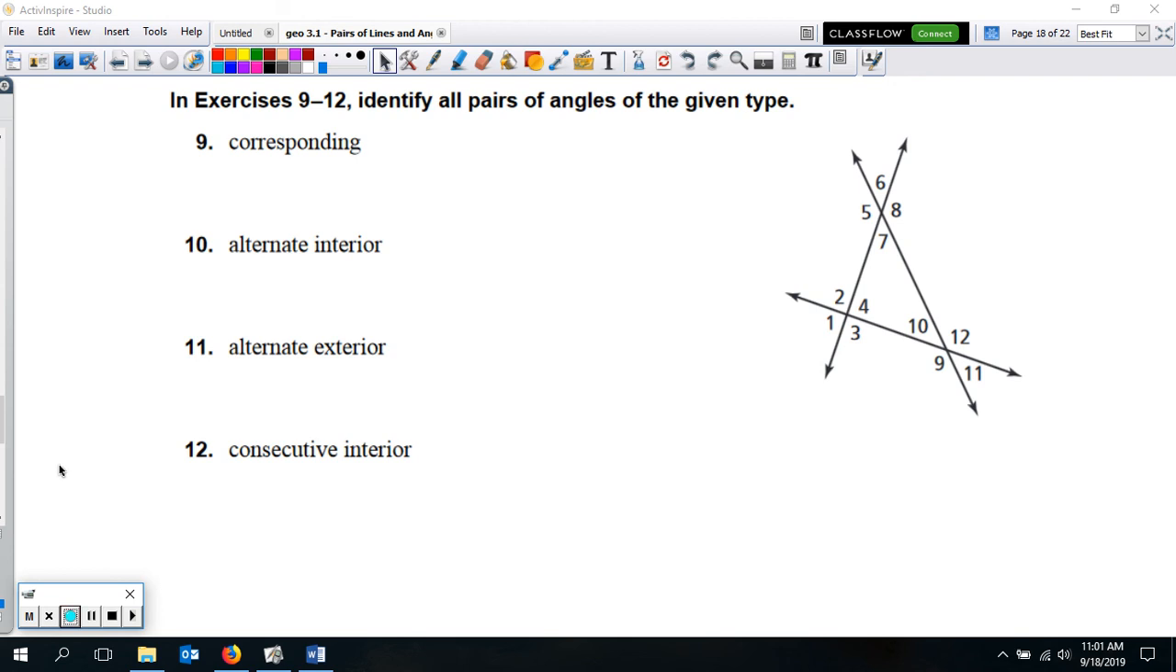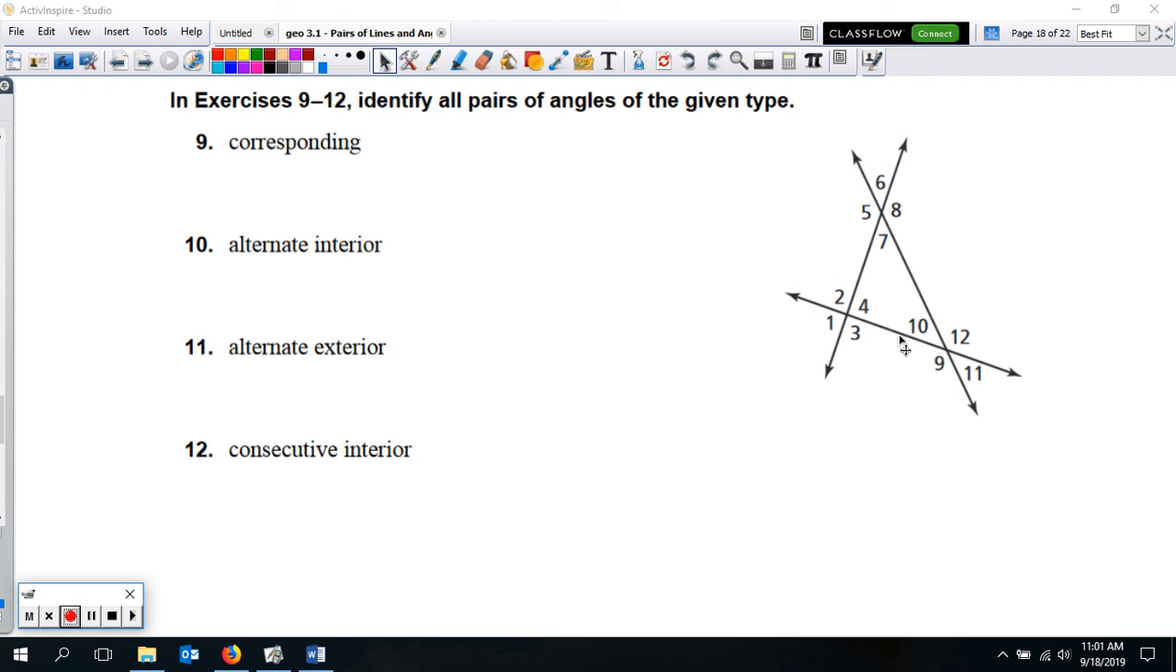All right, so 9 through 12 gives you a new diagram here. Identify all pairs of angles of the given type, so the same types: corresponding, alternate interior, alternate exterior, and consecutive interior. And this one has 3 different intersections. So there's 3 intersections. They're all numbered. So you got 1 through 4 here, 5 through 8, and then 9 through 12 over here. So you want to go with all the different pairs. So let's just kind of give you an idea for corresponding.